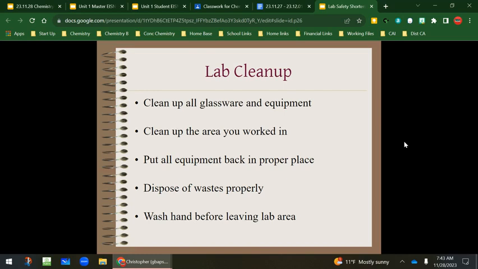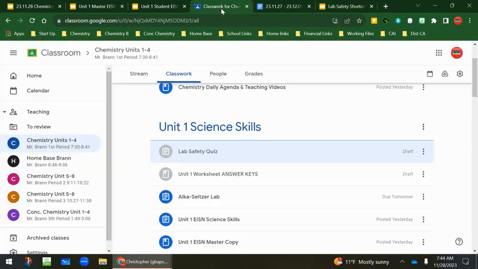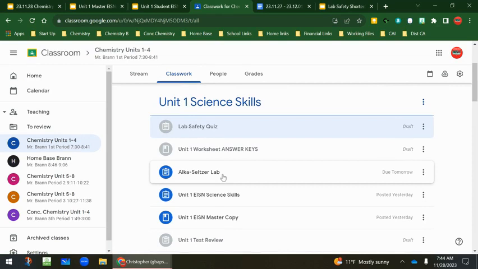Okay? All right, ladies and gentlemen, please open up your computers and get to today's lab. It is in the Google Classroom. It is the Alka-Seltzer lab here. Please click on it and open up your document for it, ladies and gentlemen.